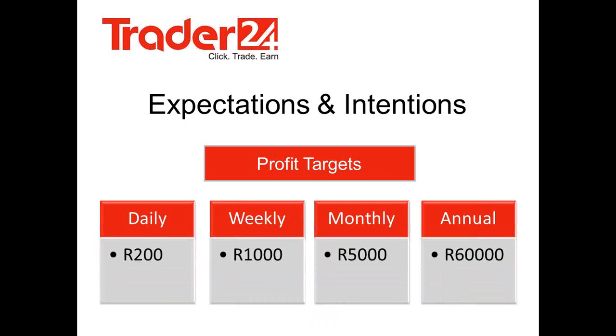To go along with expectations, every trader should have a profit target. It could be daily, it could be weekly, monthly, or annually. What I mean by that, a trader should always aim to make a certain amount of profit per day, per week, per month, and per year. So for example, 200 Rand a day, maybe 1,000 Rand a week, 5,000 Rand a month, we'll turn that into 60,000 Rand from a trading account, which is a very nice amount of money, part-time trading.